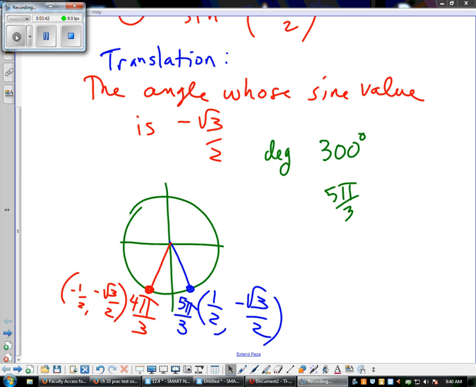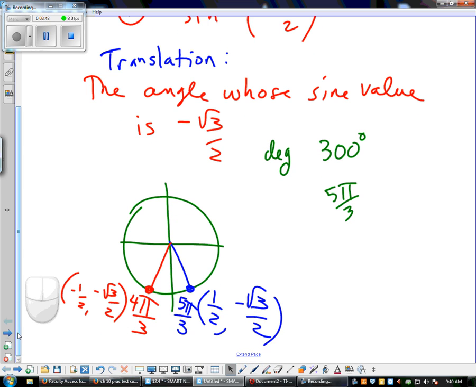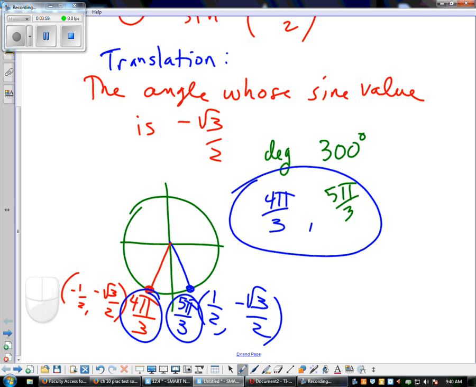So our answer for this first problem, what is the sine inverse of negative square root of 3 over 2, is going to be here at 5 pi over 3 and here at 4 pi over 3. Those would be the two answers you would give. If you want to give them in degree mode also, you can. I'm more interested in the radian mode.